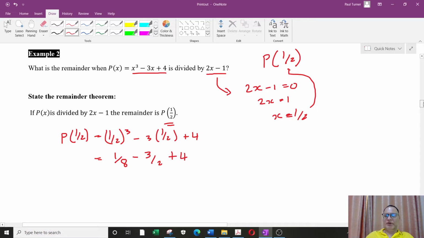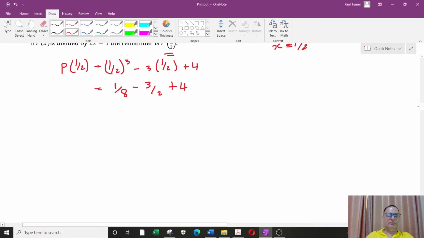Now, if you don't have a calculator, it's quite easy to do. I would recommend making each of these a denominator of 8. So this is already 1 on 8. Now, if we multiply top and bottom by 4, we get 4 3s are 12, 4 2s are 8. Good, we have a common denominator. 4 must be 32 on 8, because 4 8s are 32.